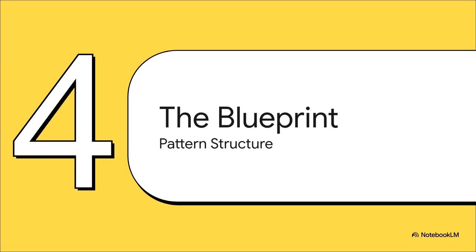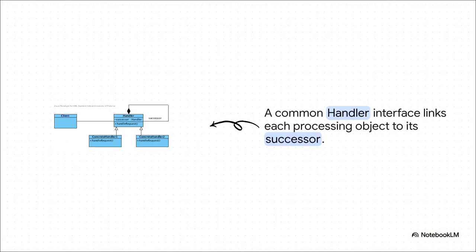All right, let's get into the nitty-gritty and look at the blueprint for this pattern. Now, you might be expecting something really complex, but the underlying structure is actually beautifully simple, and that's what makes it so powerful. At its core, the pattern just consists of a common handler interface that all of our concrete handlers implement. And here's the key part. Each handler holds a reference, a link to the next handler in the chain, its successor.